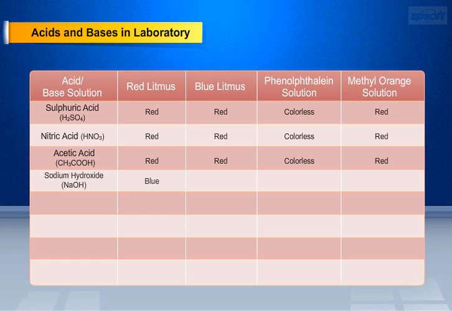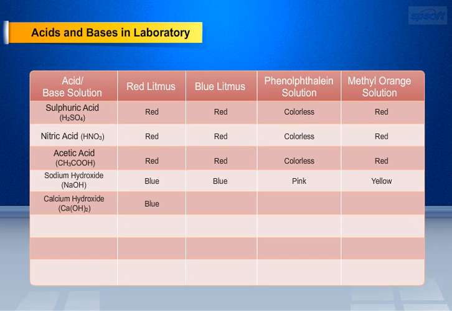Sodium hydroxide changes red litmus to blue. Sodium hydroxide remains the same for blue litmus paper. Sodium hydroxide shows pink color when phenolphthalein solution is added. Sodium hydroxide shows yellow color after adding methyl orange.